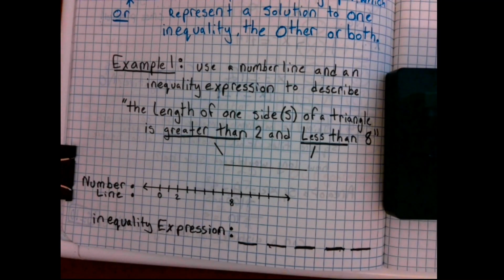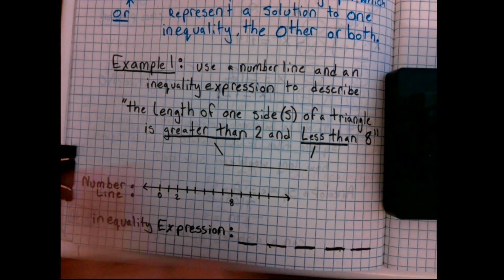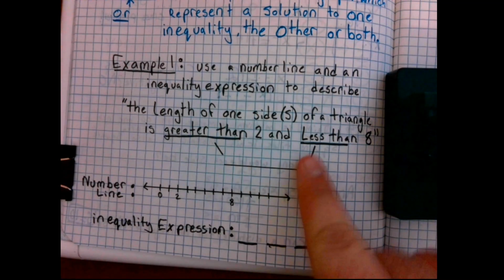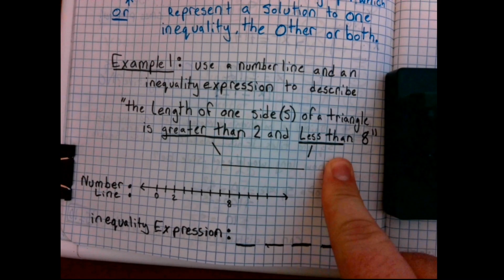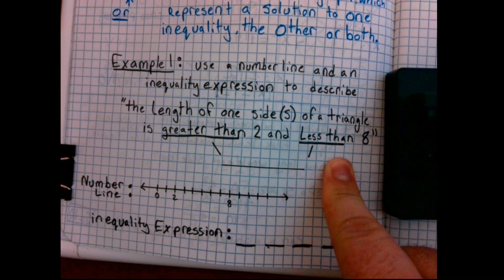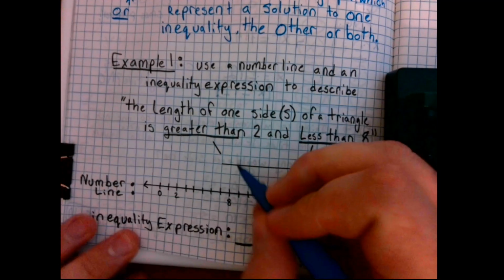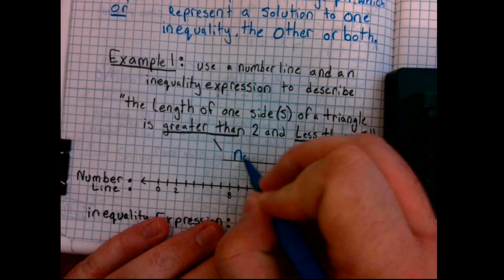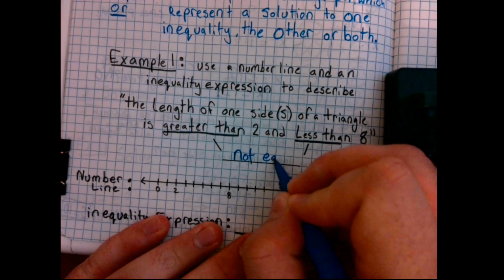Now, example 1 says, use a number line and an inequality expression to describe that the length of one side of a triangle is greater than 2 and less than 8. Now, an important thing to note, it just says greater than, it just says less than. It does not say or equal to in either of them. So I'm going to make a little note here that just says not equal.